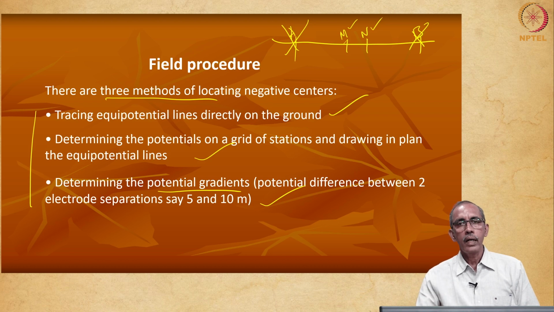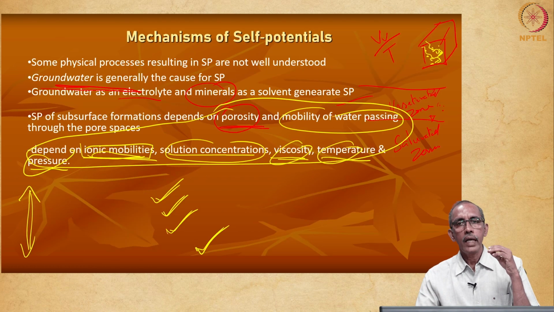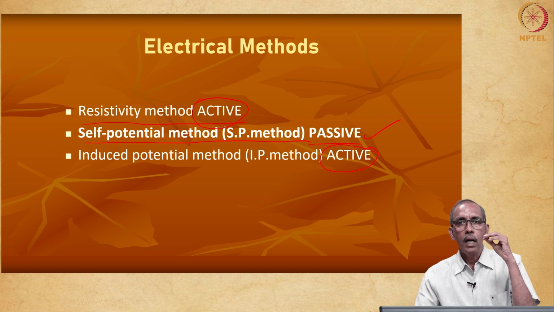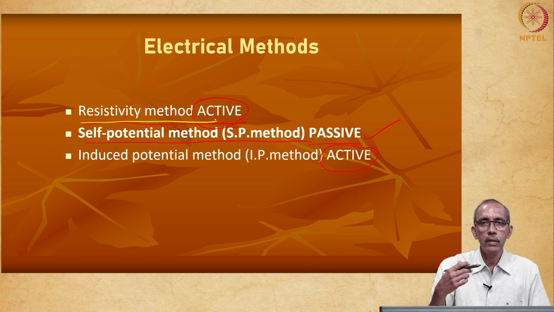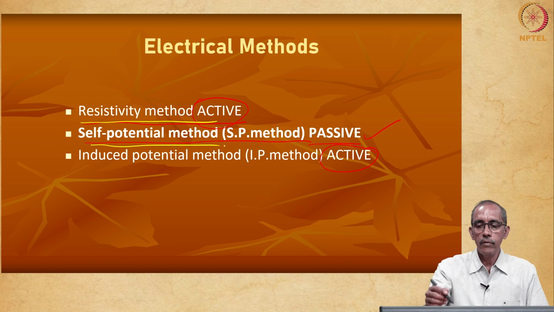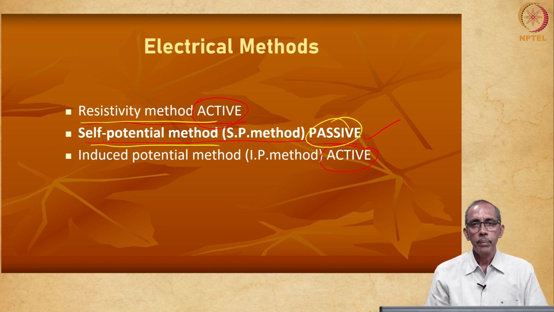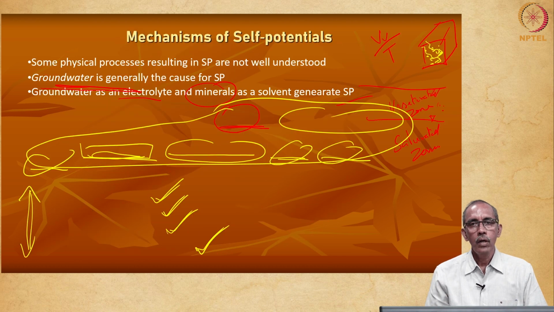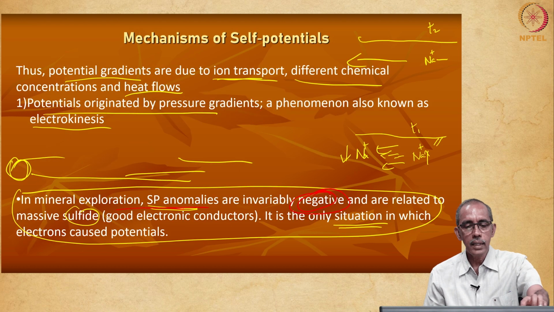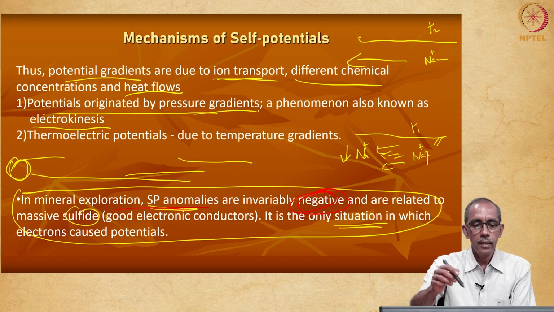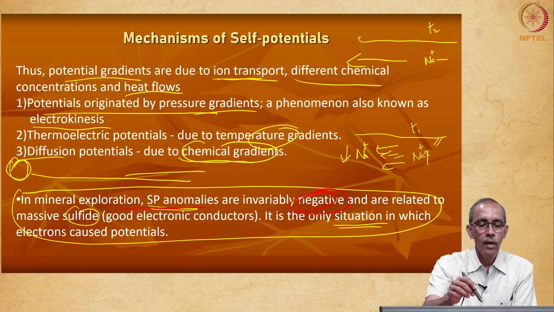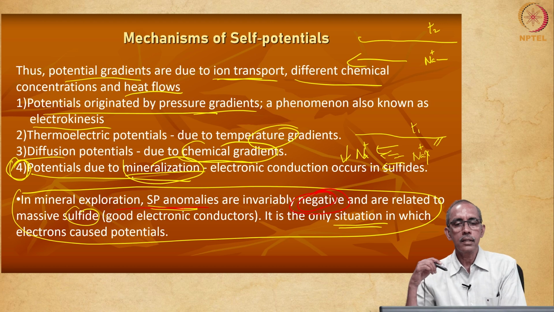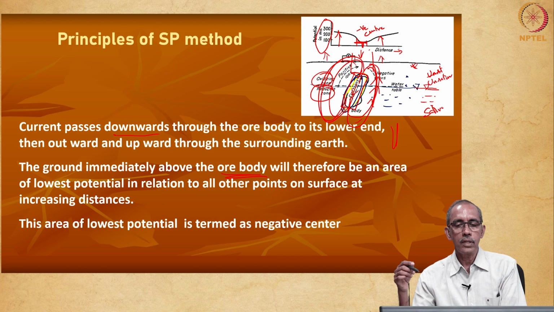So, today what we had seen, we have taken up the first geophysical method, which is the resistivity method, which we are familiar with. We have seen many lectures on this. Today we commenced with the cell potential method, which is a passive method. Cell potential is generated due to 4 reasons: one is due to pressure gradient, the second is due to temperature gradient, third is due to chemical gradient, fourth is due to minerals. These are the 4 causes of generation of cell potential.